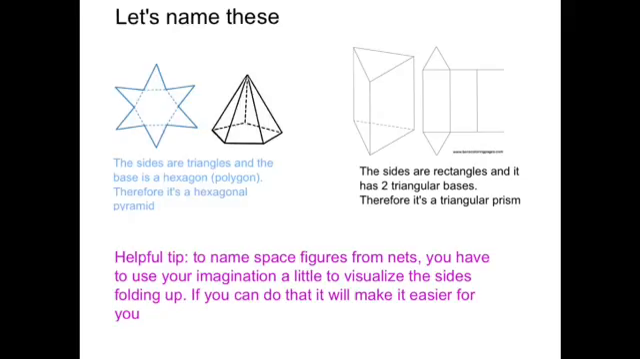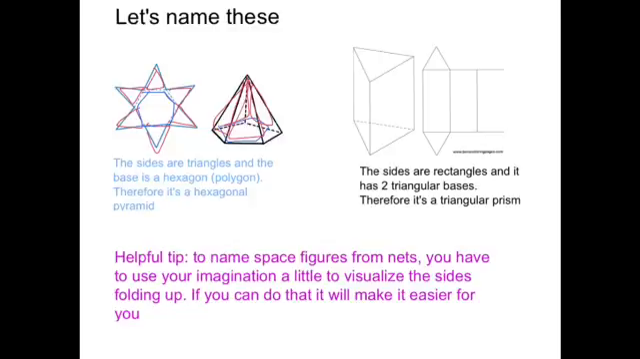Let's try naming these space figures. Remember that if you use your imagination a little to visualize the sides folding up, it will make it easier for you to identify the shape and to picture it. So on the first example, the sides are triangles, as we can see here, and the base is a hexagon. So the shape is a hexagonal pyramid, and when it's folded up, we can see it here, the sides and the base. And let's look at the next example.